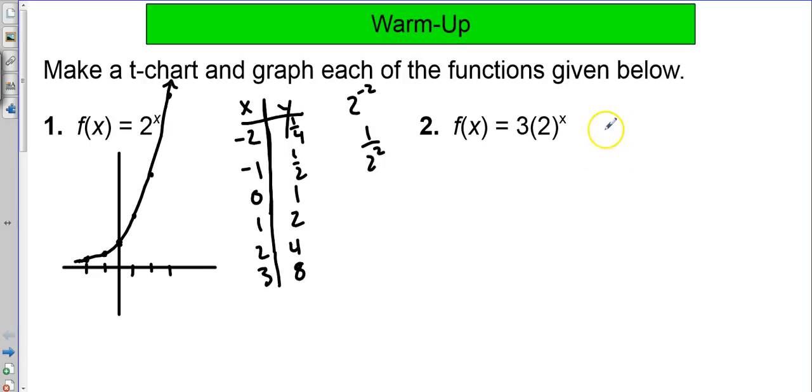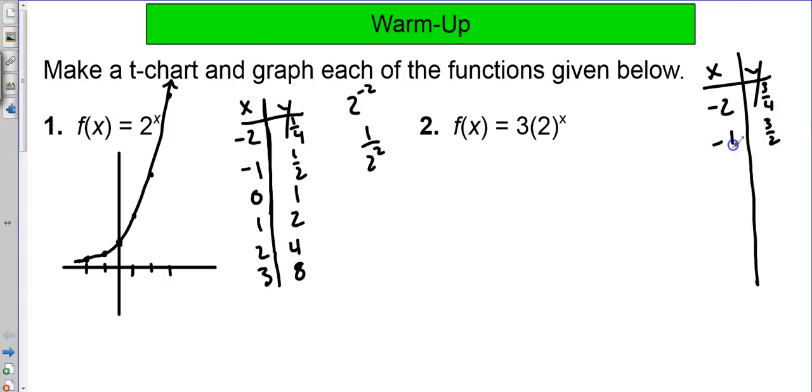So pretty similar here. Our T-chart, again, we're going to plug in some values. We'll use the same values here. So we've got -2. If we plug in -2, it's really just going to be 3 times whatever we got over here. So 3 times 1/4 is 3/4. 3 times 1/2 is 3/2, or 1 1/2. 3 times 1 is going to be 3.